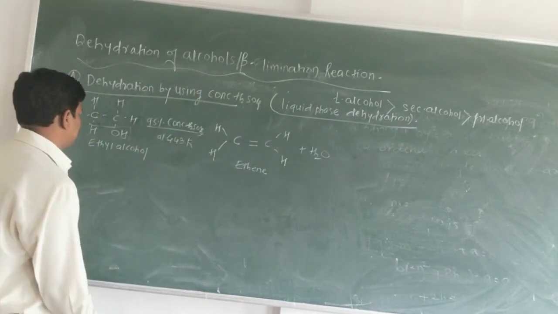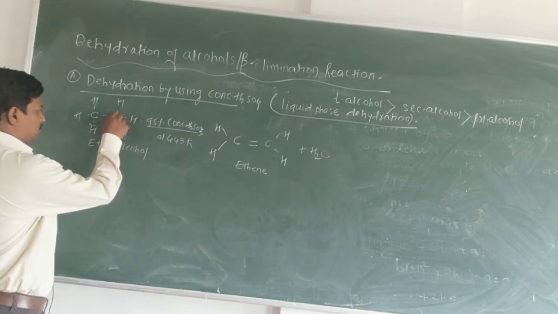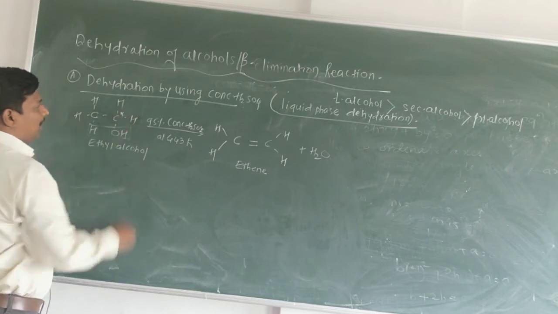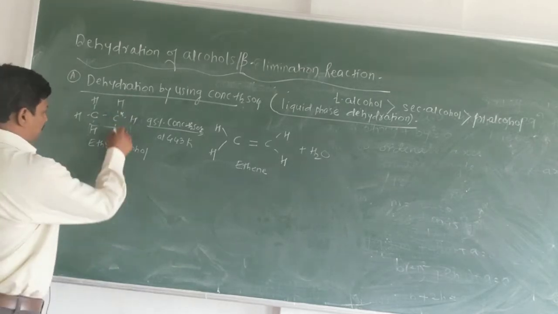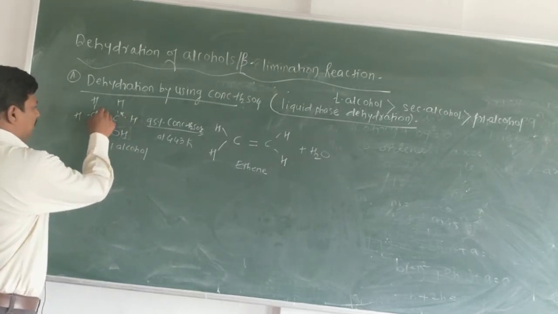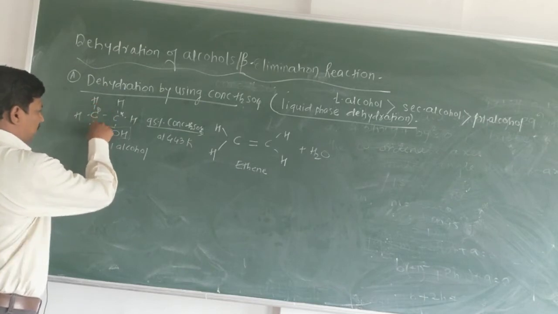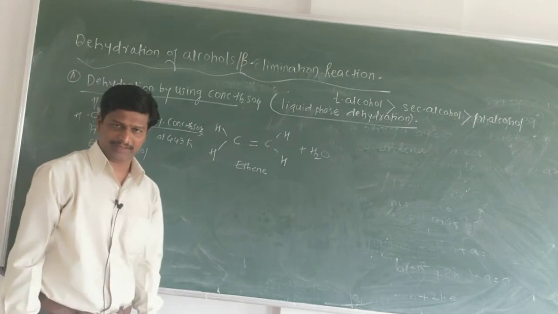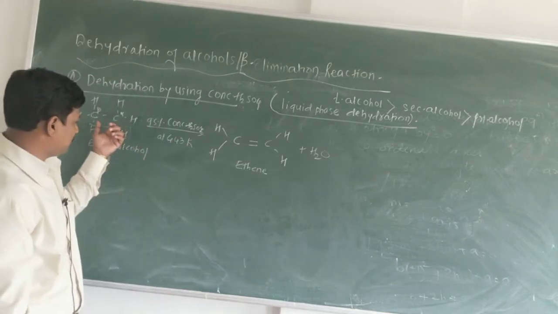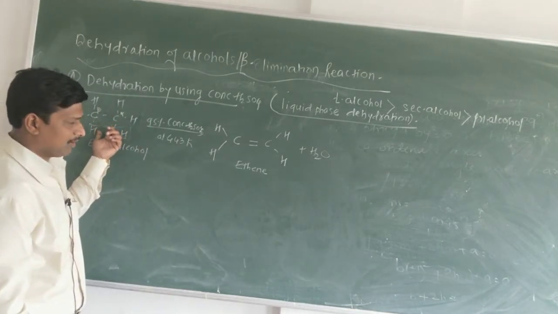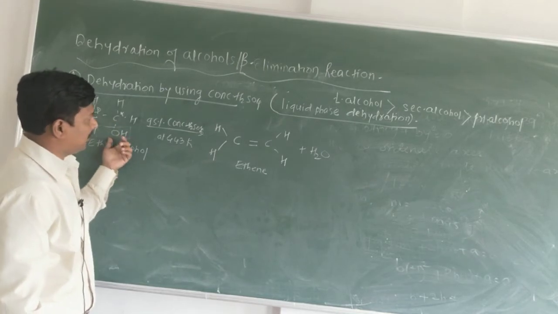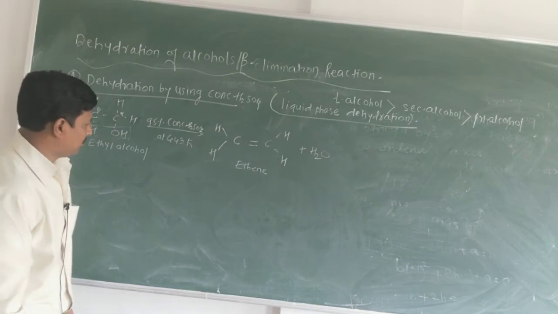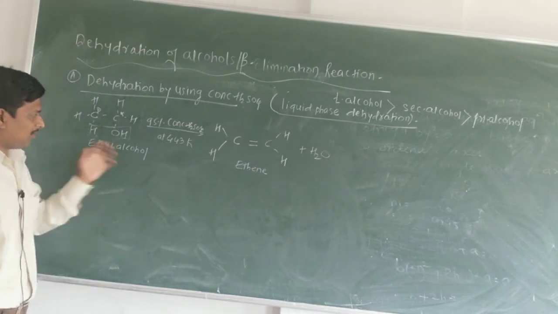In this reaction, the OH group is attached to a carbon atom. That carbon atom is said to be the alpha carbon atom, and next to that is the beta carbon atom, and from the beta carbon atom the hydrogen atom gets eliminated. Okay, it means the elimination of the hydrogen atom takes place from the beta carbon atom, and therefore it is the beta elimination reaction. Now this is one example.